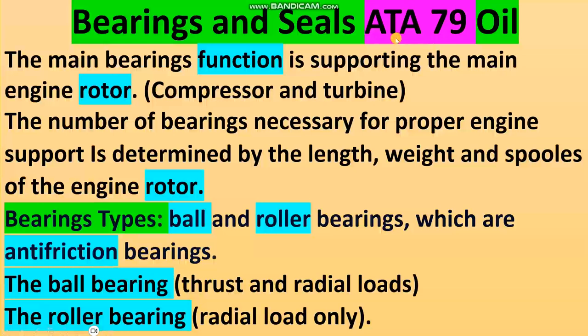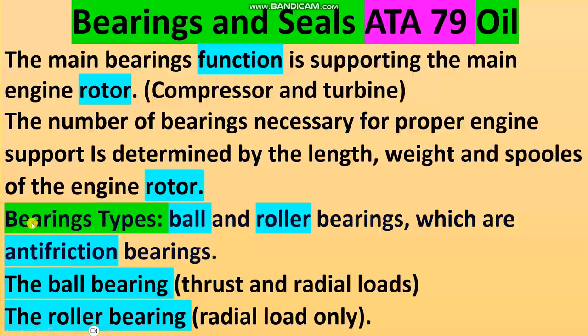You must go to your aircraft maintenance manual at chapter 79, which is called Oil. The main bearings' function is supporting the main engine rotor, the objects which rotate, compressor and turbine. The number of bearings necessary for proper engine support is determined by the length, weight, and spools: one spool or two spools of the engine rotor.